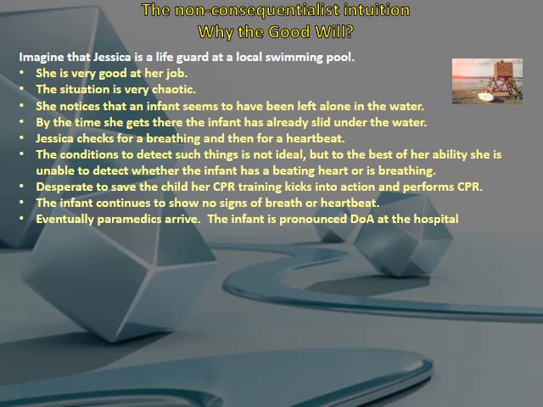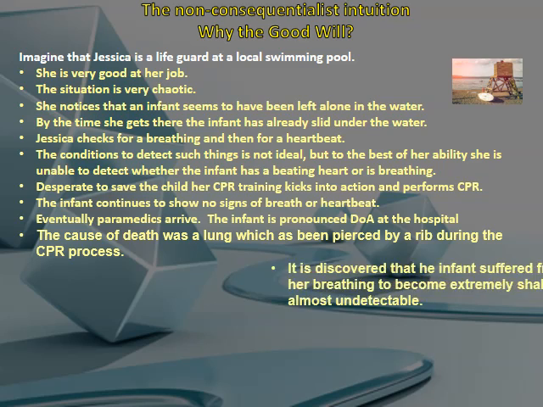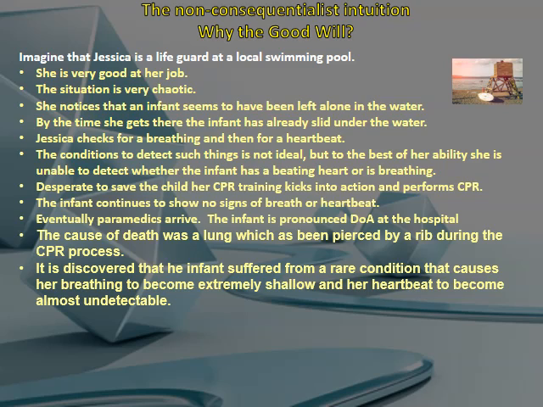The paramedics whisk the infant away, and the infant is pronounced dead on arrival at the hospital. A later autopsy shows that not only did Jessica fail to save the infant, the cause of death was a lung which had been pierced by a rib during the CPR process. It is also discovered that the infant suffered from a rare condition that caused her breathing to become extremely shallow and her heartbeat to become almost undetectable.